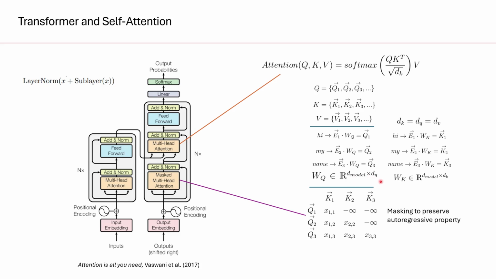DQ is just some chosen value of how large you want the matrix to be. And these are usually the same because that makes it easy to do matrix multiplication.